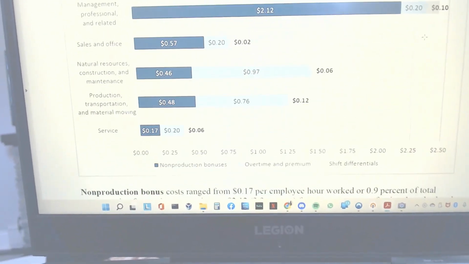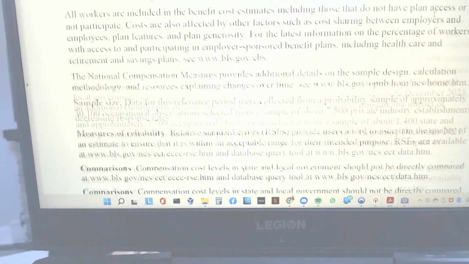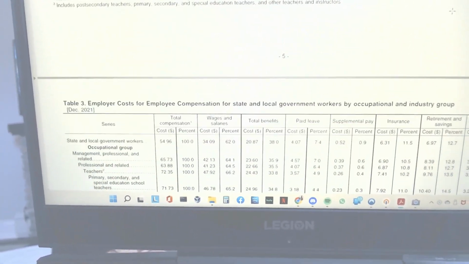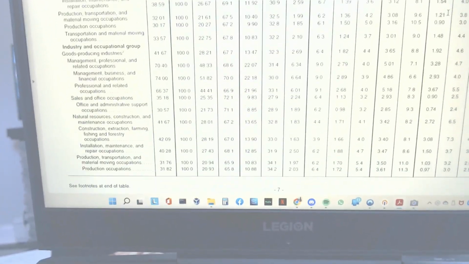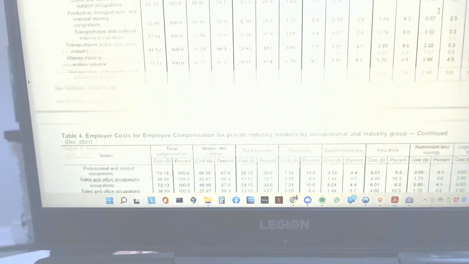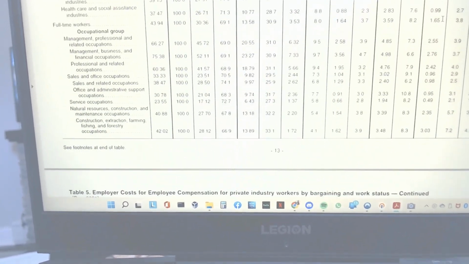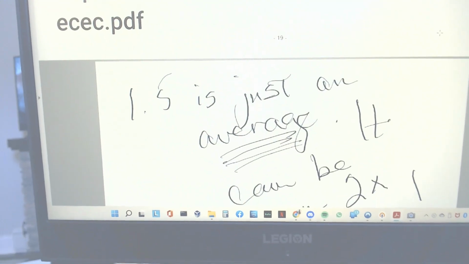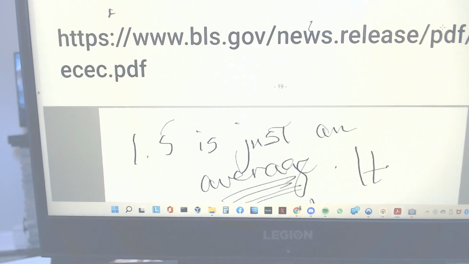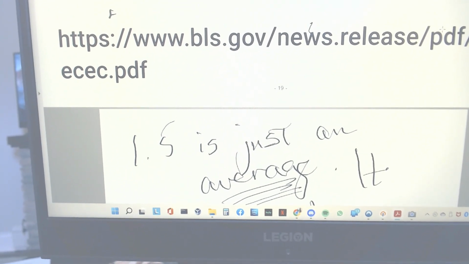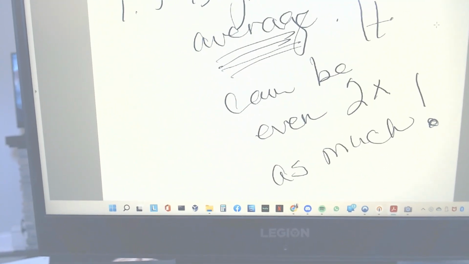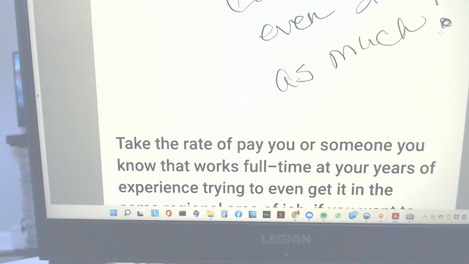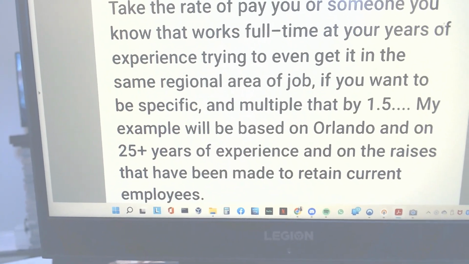Now this PDF is long. I inserted the whole PDF. I will have the links underneath the video if you want them. You can click on them and see all of this yourself. There is one in particular you will need to do your own calculations. We'll get to that. So I get through this. Okay, so there's the website for that one. I will put it below, I promise. Just an average. It can be up to 2 times as much.